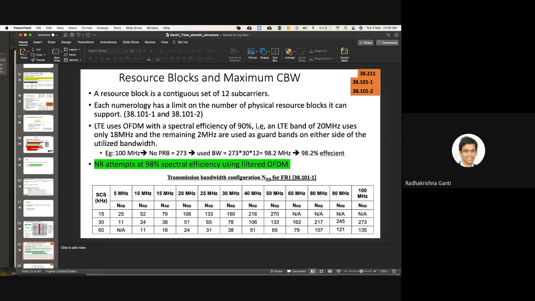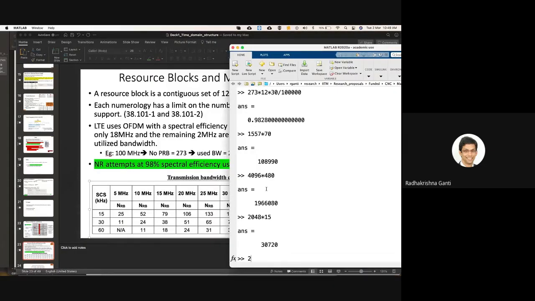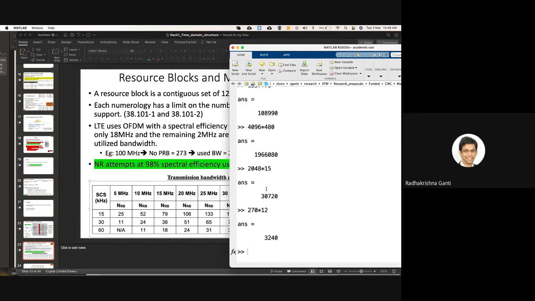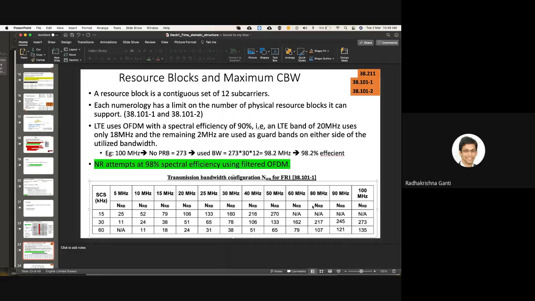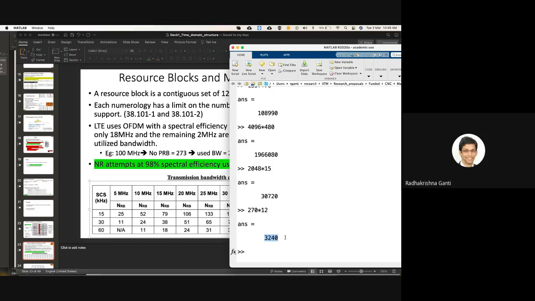So let's go to the slide in detail. A resource block is a contiguous set of 12 subcarriers. Each numerology has a limit on the number of physical resource blocks it can support. That is specified in 38.101. This is something I copied from 38.101. It tells you the maximum size in resource blocks for different bandwidths and different subcarrier spacings. For example, 15 kilohertz can support up to 50 megahertz, and for 50 megahertz you have 270 resource blocks. Each resource block has 12 subcarriers, so 3240 subcarriers. So the y-axis maximum for 50 megahertz at 15 kilohertz is 3240.